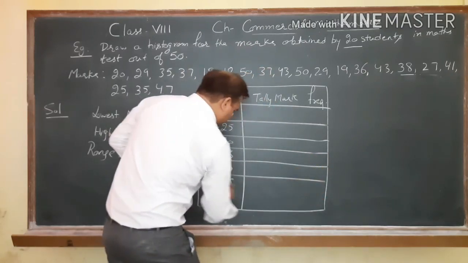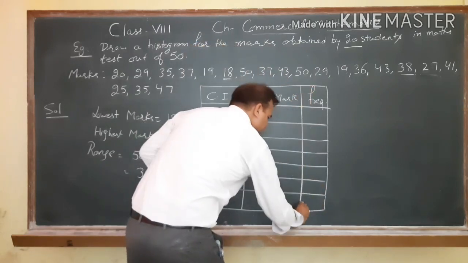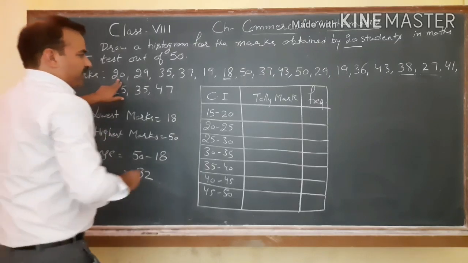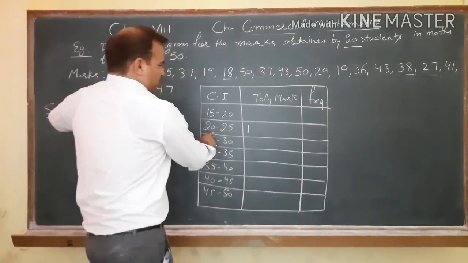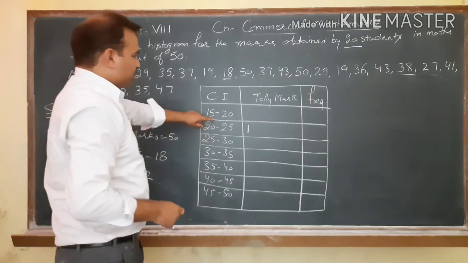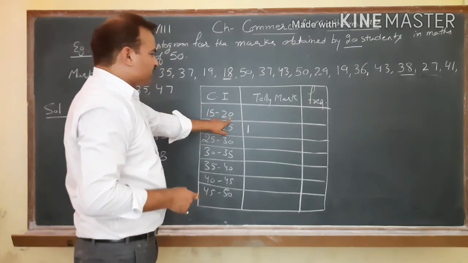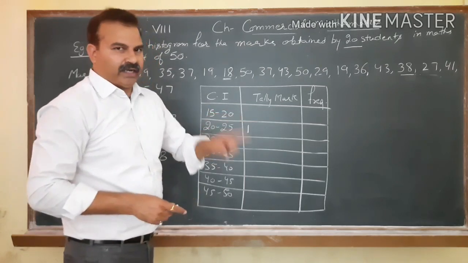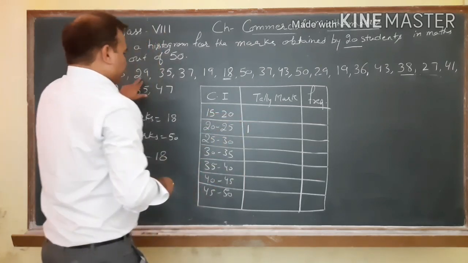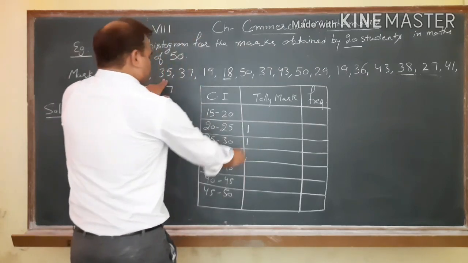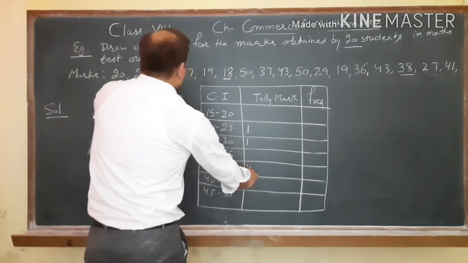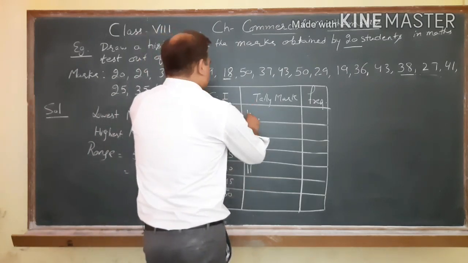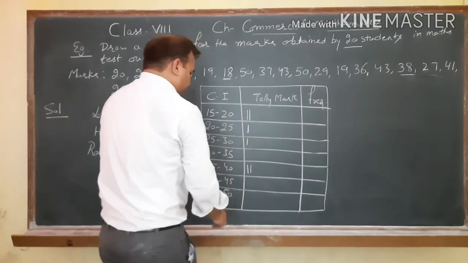Now after drawing this table, let's mark the tally marks. First is 20. 20 will come in this one, as I told you in the last lecture. Here the value goes only till 19.99, so 20 will come in the next. Next is 29, then 35 in the next, then 37 again in the next, then 19 will come in this, 18 will again come in this, then 50.